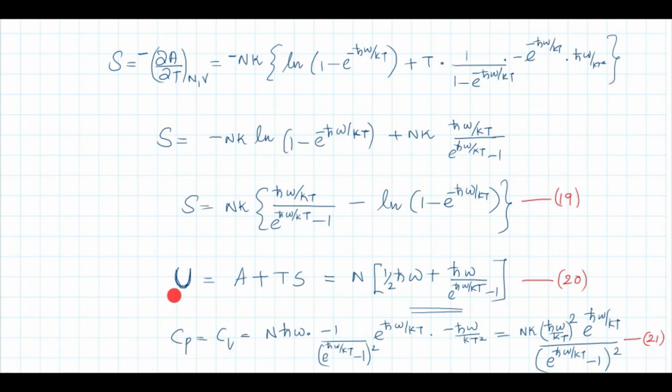You take the derivative of U with respect to T. Then you will get the second term N h cut omega, and 1 by e raised to h cut omega by kT minus 1. The derivative is minus 1 by e raised to h cut omega by kT minus 1 the whole square into e raised to h cut omega by kT into minus h cut omega by kT square. Okay, function of a function. That will give you nk into h cut omega by kT the whole square e raised to h cut omega by kT divided by e raised to h cut omega by kT minus 1 the whole square. Equation number 20.